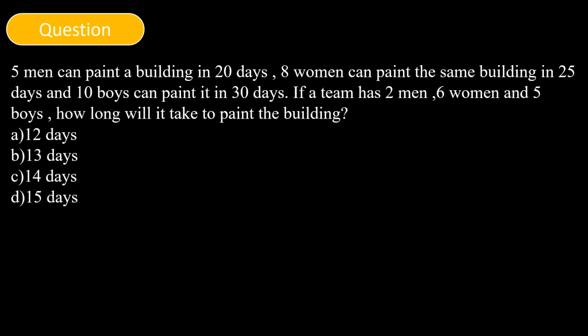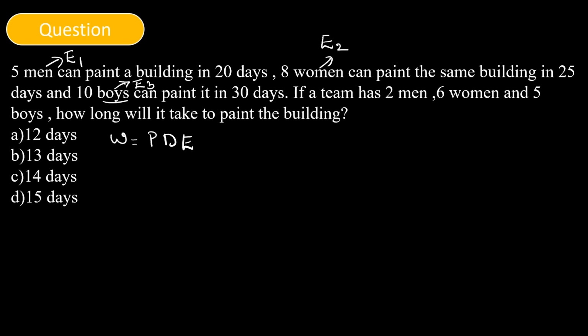Next question. 5 men can paint a building in 20 days, 8 women can paint the same building in 25 days, and 10 boys can paint it in 30 days. If a team has 2 men, 6 women and 5 boys, how long will it take to paint the building? It is said that there are men, women and boys involved in the work. So we can take their efficiencies as efficiency of man as E1, efficiency of woman as E2 and efficiency of boy as E3. So we know that work is equal to PDHE. Here number of hours is not given, so no need to take it, and efficiency.